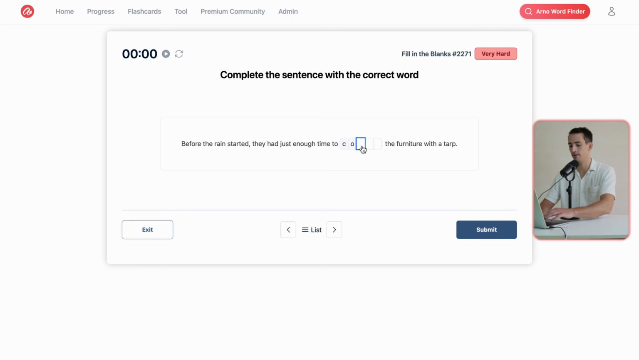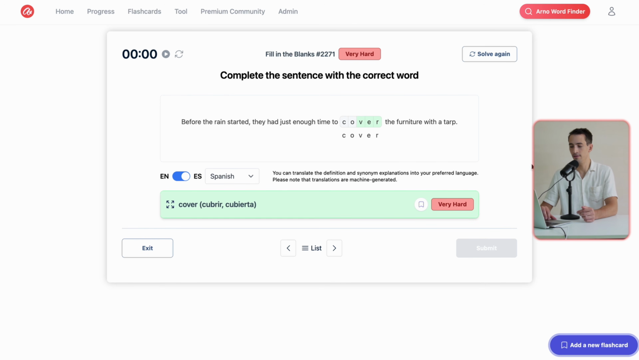The correct answer here would be cover. Cover. So the key vocabulary, I think, would be tarp. A tarp is a plastic sheet, and we use tarps to protect things or to put overhead so that when it rains, we don't get wet, or things like furniture don't get wet. Then the other clue was that before the rain started, they had just enough time. So the rest of the sentence made the mental image, the scene, very clear for me.